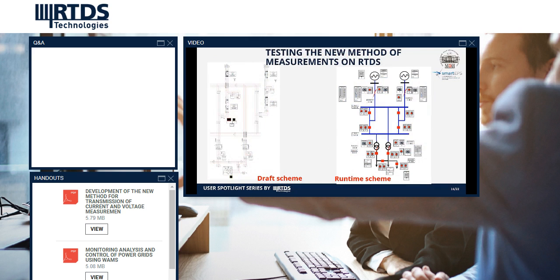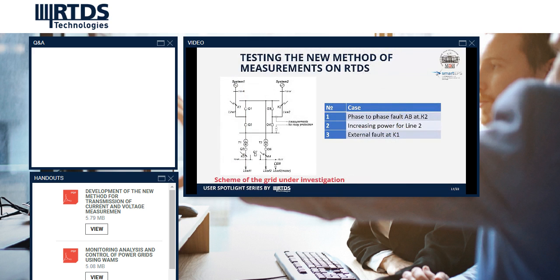Testing of PAC devices was conducted on the example of a 110 kilovolt substation. Here we can see the developed schemes in drafts and runtime. I have to say that the following cases were considered: face-to-face fault AB at K2, increasing power for line 2, and external fault at K1. Relay protection connection is at this point.